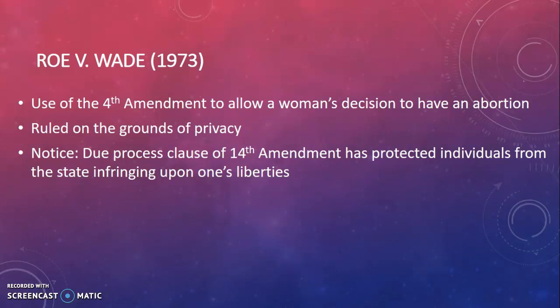In the case of Roe v. Wade in 1973, this is going to be using the Fourth Amendment. Typically, the Fourth Amendment is seen as the privacy amendment, and people tend to think of it as the one that deals with search warrants and the right to be secure within your own house. However, in this case, the Fourth Amendment is going to allow for a woman's decision to have an abortion.